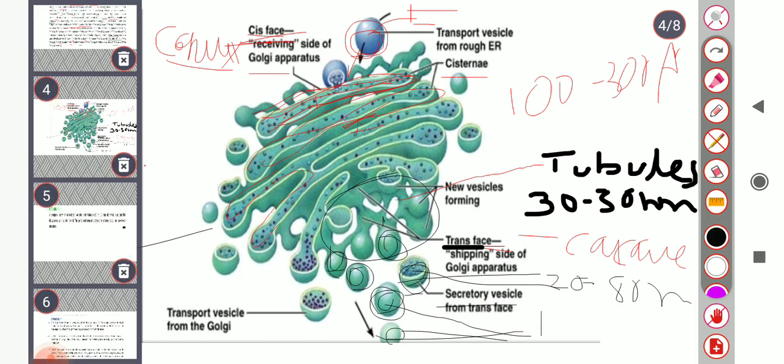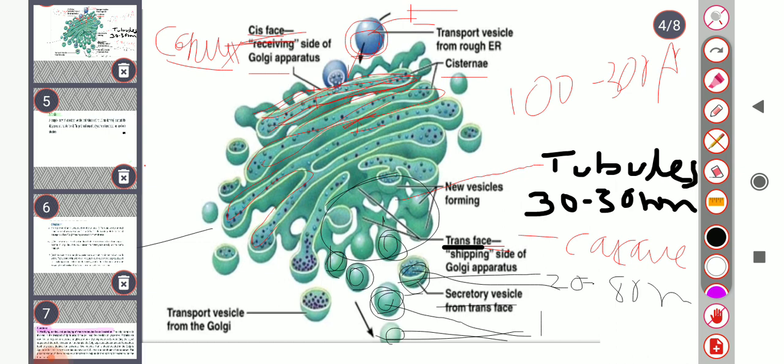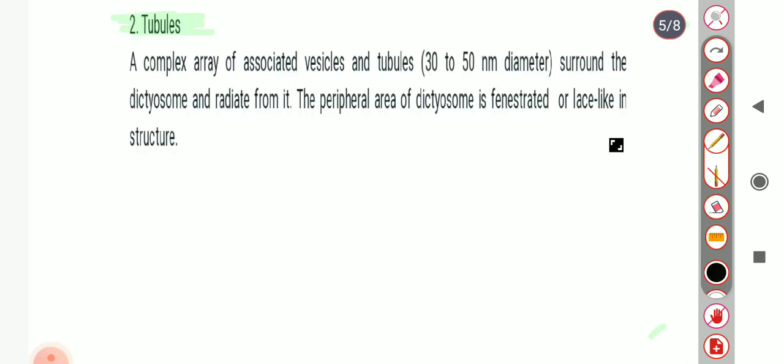Let's come to its function. You can see that the tubules are associated with vesicles of 30 to 50 nanometer diameter, surrounding the dictosome and radiating from it, and the periphery area of dictosome is fenestrated or sac-like structure. And I also told about the dictosome, or unconnected unit, is called dictosome.